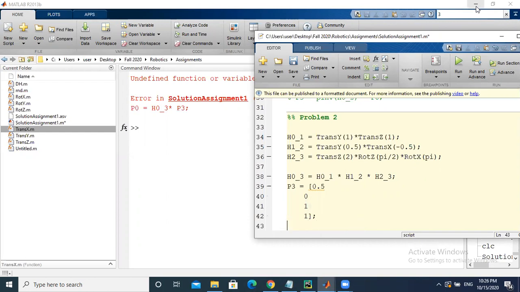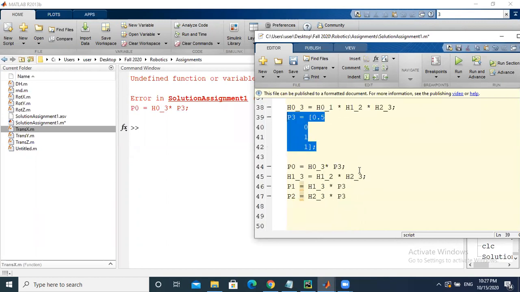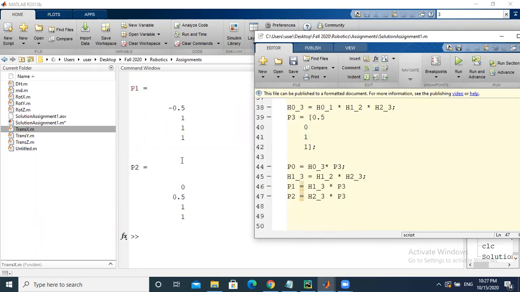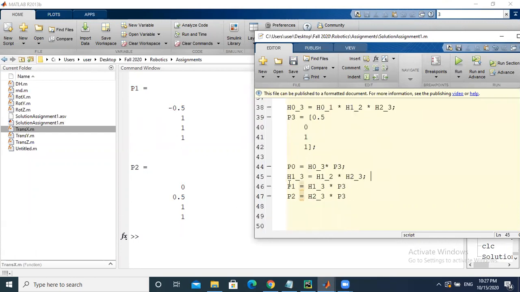If you don't include the one at the end, it's like you take the vector P3, which is from the origin of frame 3 to the point P, and then you try to transform the coordinate of that vector. Okay, let's run that. So these are the points: this is P1, and this is P2, the coordinate of that point in frame 1, and this is the coordinate of that point in frame 2. Okay, guys, so this is the second problem.